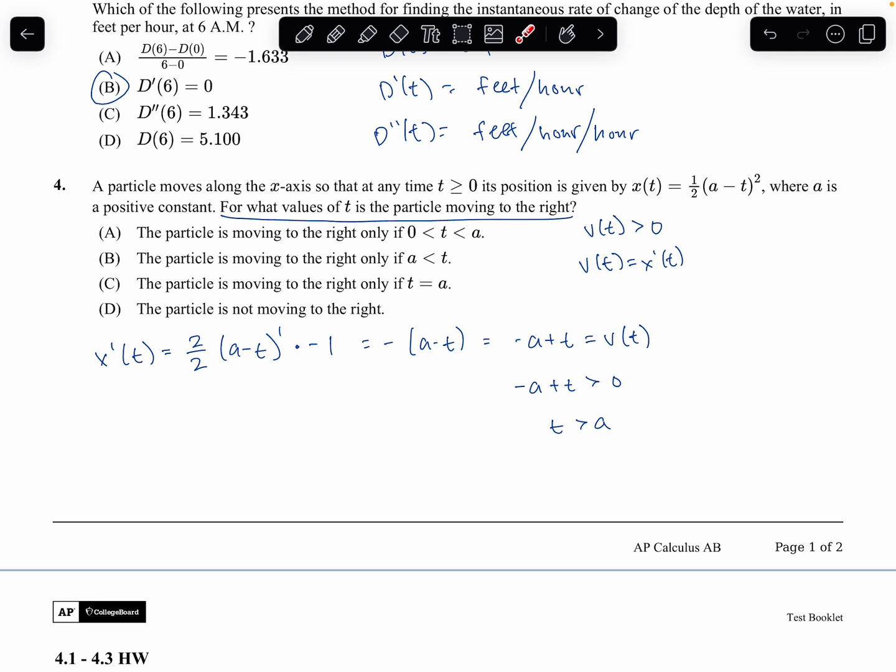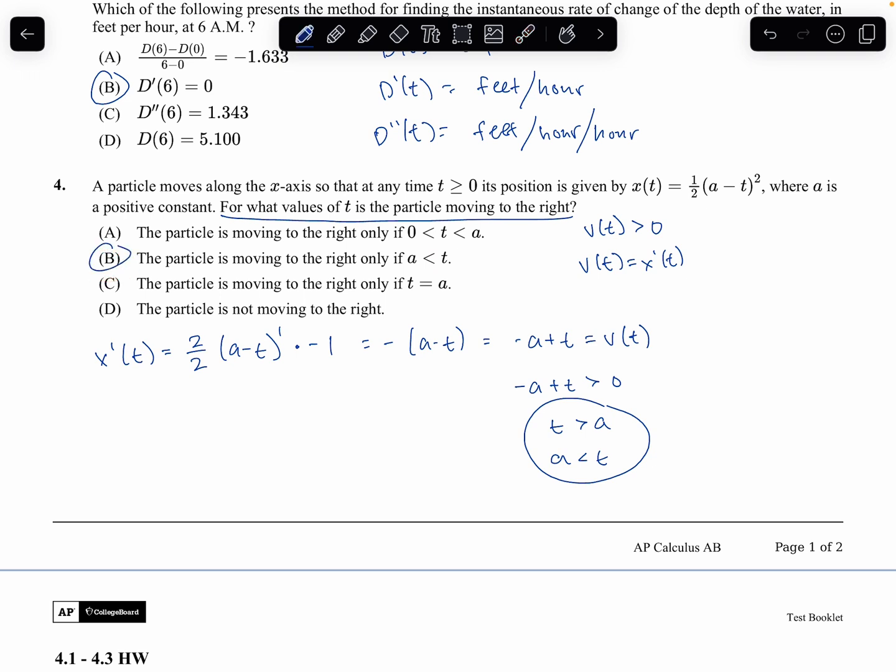Okay. Particle moves along so that anytime t is greater than 0, the position. No, not between. No, definitely not that one right here, because this is saying t is less than a, but t needs to be greater than a. The particle is moving to the right only if a is less than t. So this is the same thing. So if I said a is less than t, these are equivalent statements. So a is less than t, so it's got to be b.